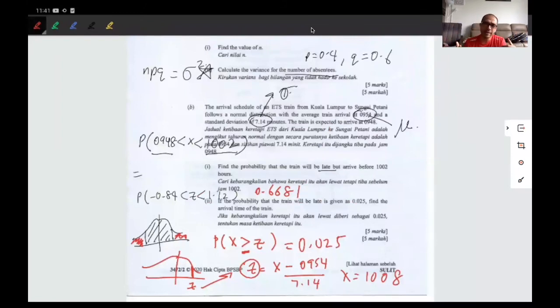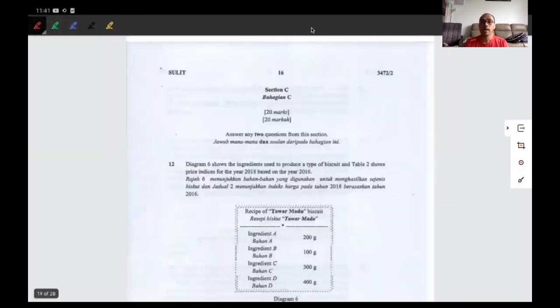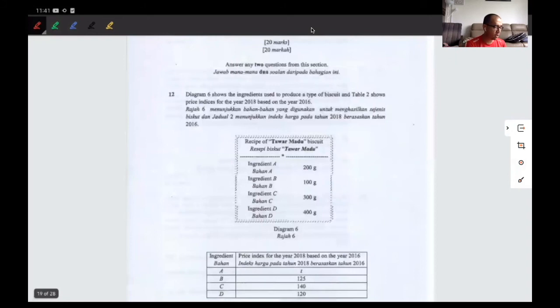So, and I think this is a pretty easy question. This question is easy. So I won't spend so much time on this. Okay. All right. Last two questions. Wow, it feels like forever for paper 2 ni, kan?